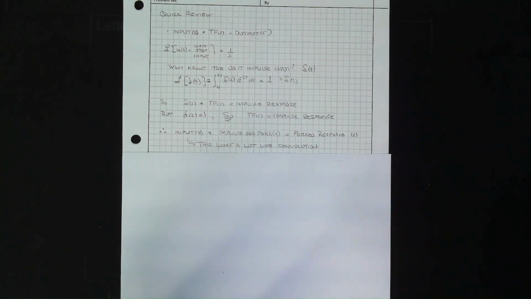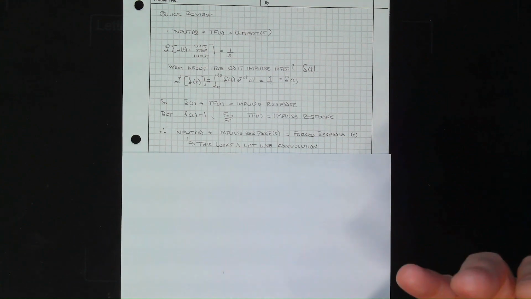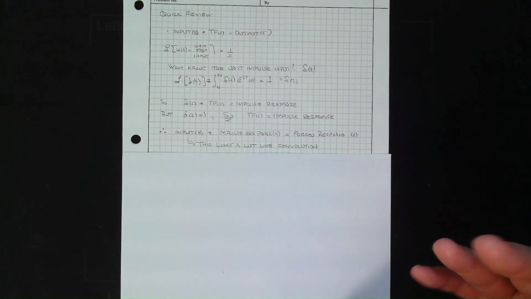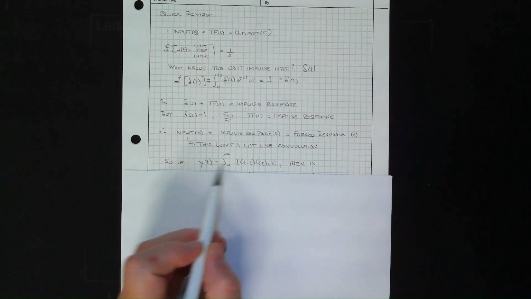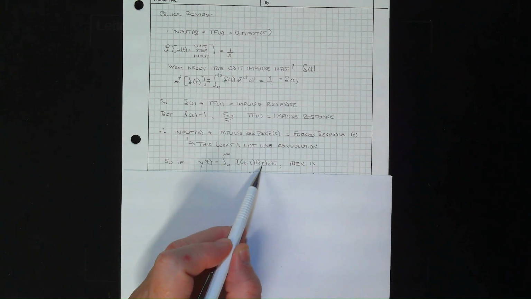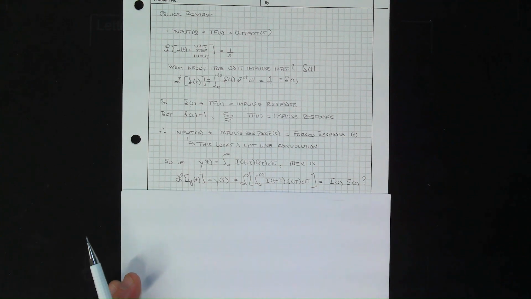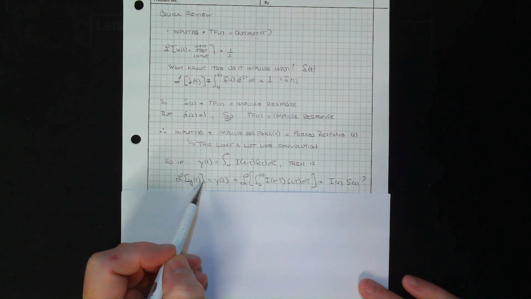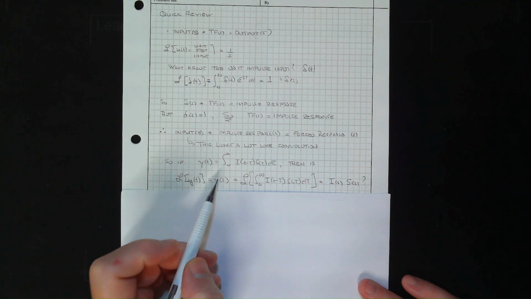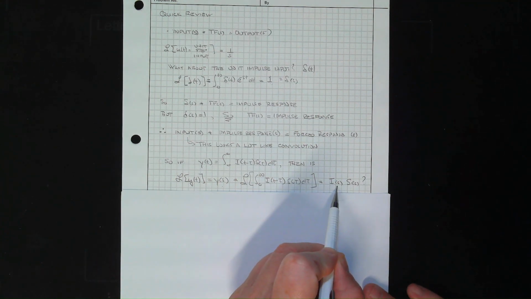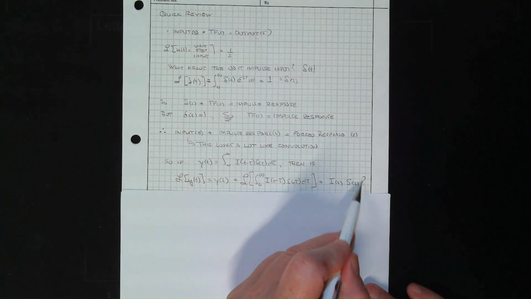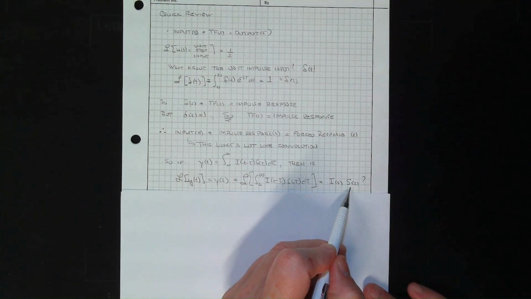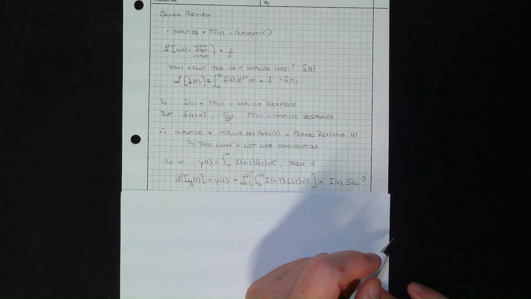Remember all that we did when we did convolution? We took the input, did a flip and slide, multiplied that by the impulse response, and took the integral. So if y of t is the convolution of input and impulse response, then here's the question. Is the Laplace transform of y of t, which we'll call Y of s, just equal to X of s times H of s? The Laplace transform of the input times the Laplace transform of the impulse response. And the answer is yes.